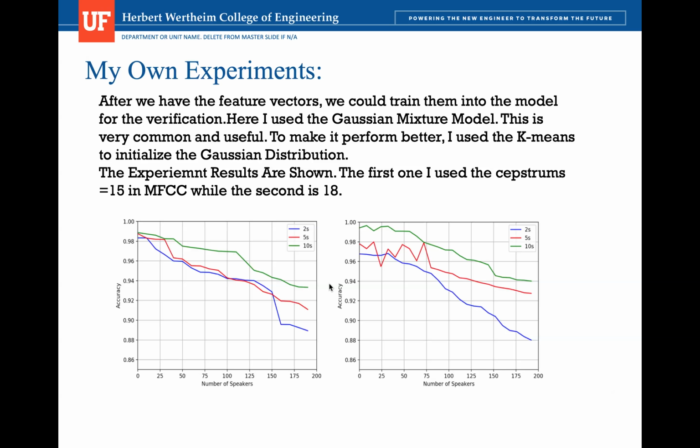In the first picture, I used Cepstrums equal to 15, while the second is 18. From the pictures, we can see that when we have the higher Cepstrums, the accuracy of the model is a little bit better. Also, if we use different numbers of speakers, we can see that under 100 speakers the performance is a little bit better, but after 100 speakers, the performance drops very quickly and rapidly.